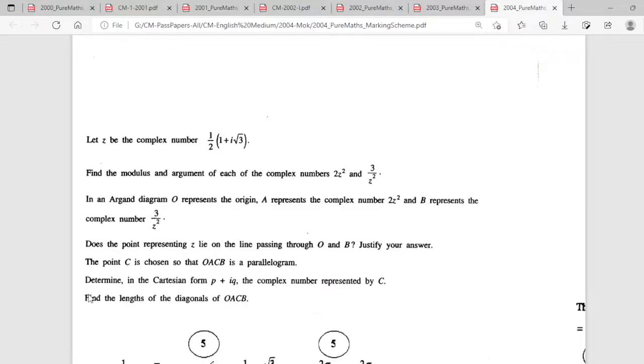In an Argand diagram, O represents the origin, capital A represents the complex number 2c squared, and B represents the complex number 3 over c squared. Does the point represented by c lie on the line passing through O and B? Justify your answer.